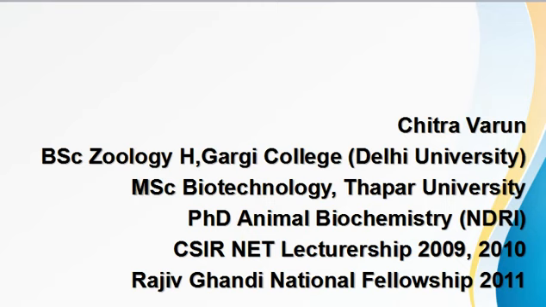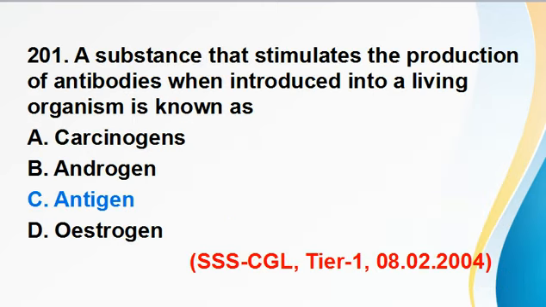Question number 201. A substance that stimulates the production of antibodies when introduced into a living organism is known as: carcinogens, androgens, antigens, estrogens. So answer C is correct.